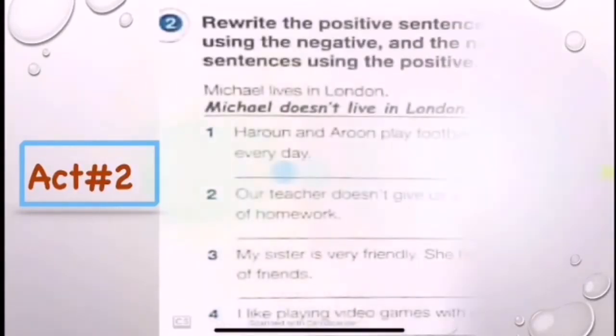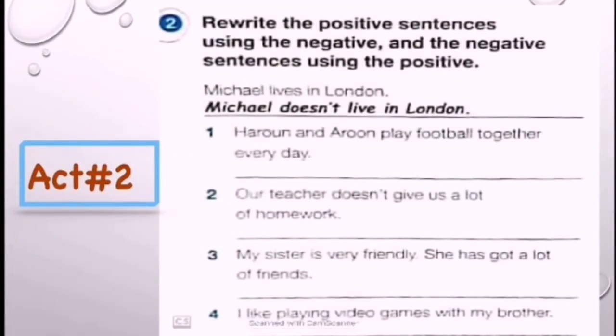Activity number 2, page number 8. Rewrite the positive sentences using the negative sentences and negative using positive sentences. It means we have to convert positive sentences into negative and negative into positive. First one is Harun and Arun play football together every day. It is positive sentence, so we have to make it negative. Harun and Arun do not play football together every day. We will place do not in the sentence.